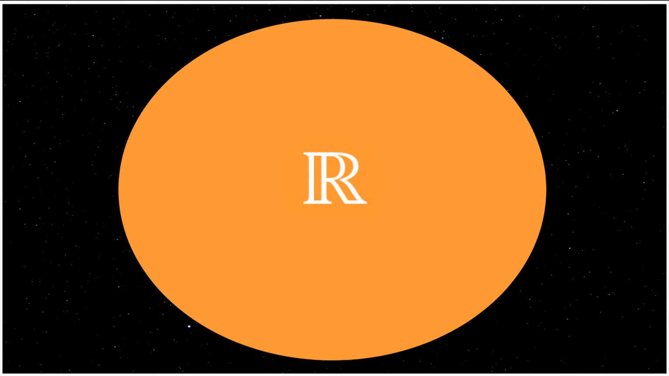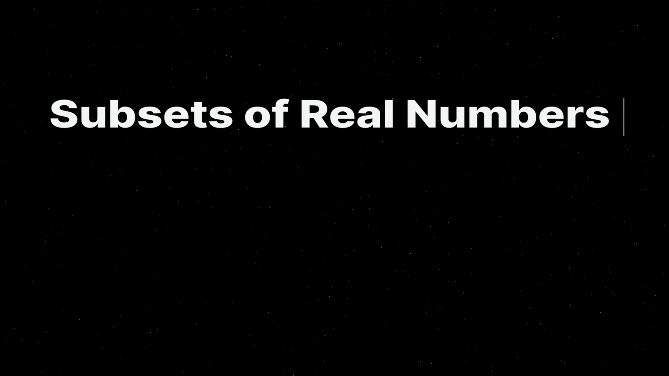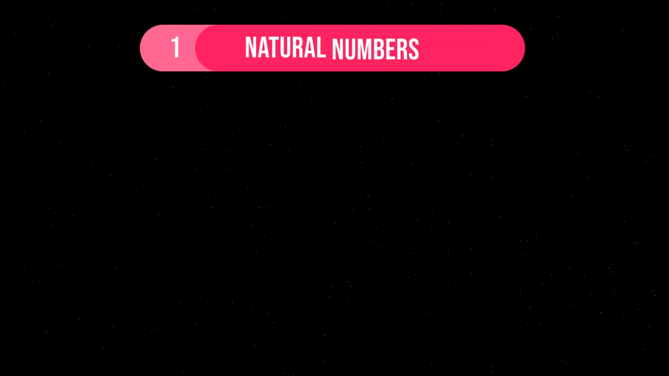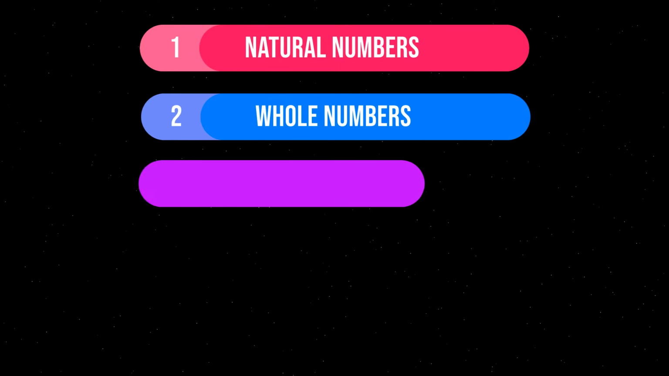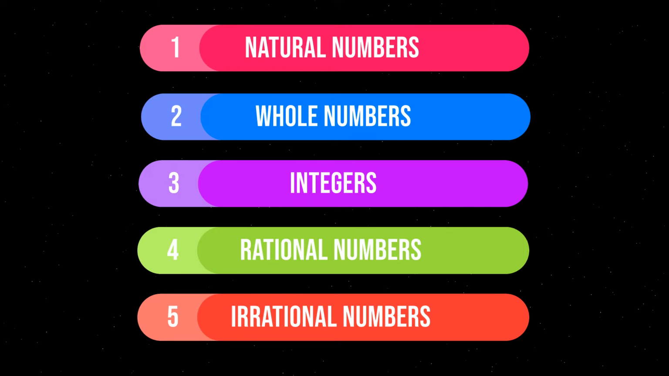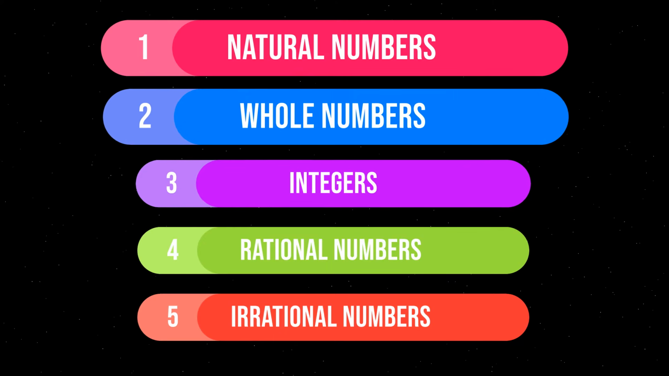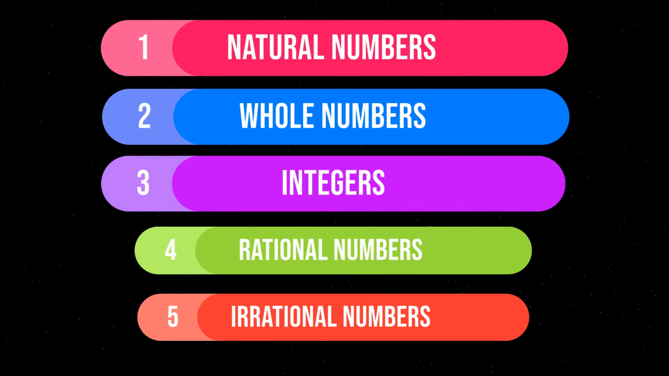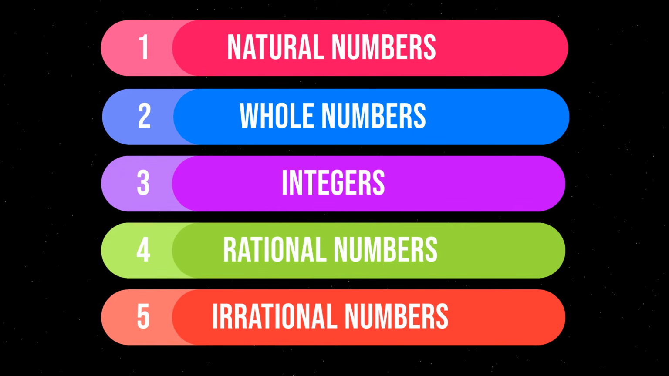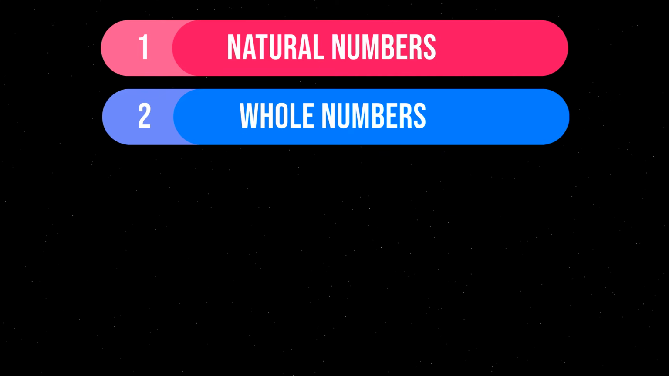Great! Now that you know about the set of real numbers, let's learn about the subsets of real numbers, that is, the sets of numbers that are contained within the set of real numbers. These subsets of real numbers are natural numbers, whole numbers, integers, rational numbers, and irrational numbers. In this video, we will cover natural numbers, whole numbers, and integers, and in the next video, we will cover rational numbers and irrational numbers. So, without any further ado, let's get started with natural numbers.